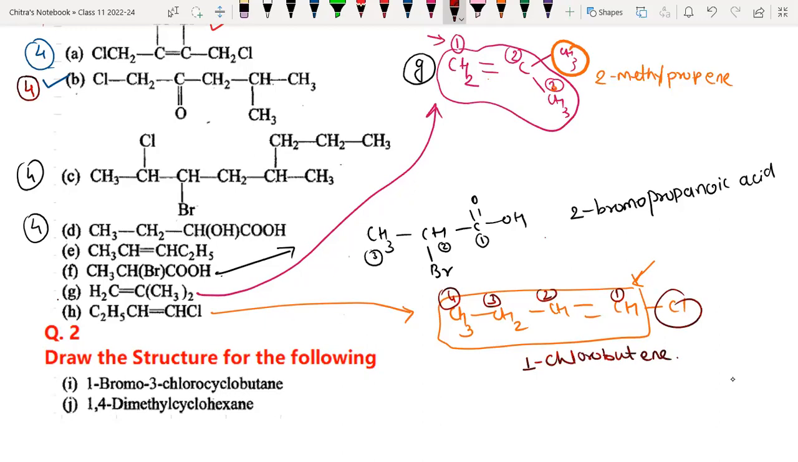Simple only. Yes, sir. Done. Got it. Very, very simple. So got it correct, yes, all, sir. So for each correct answer, you have to provide 4 marks.